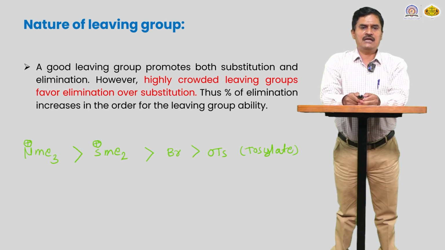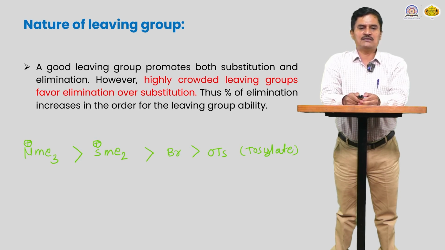Second factor is the nature of the leaving group. A good leaving group increases both reaction rates, substitution as well as elimination, because in both reactions the leaving group departs in the slow step. A good leaving group promotes both substitution and elimination. However, a highly crowded leaving group favors elimination over substitution. Means as crowding at the leaving group increases, the elimination reaction rate increases more than the substitution.